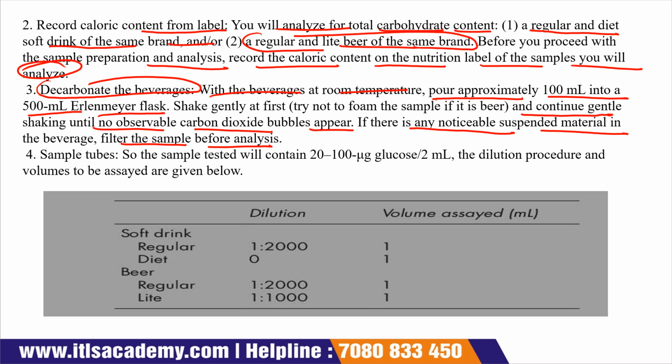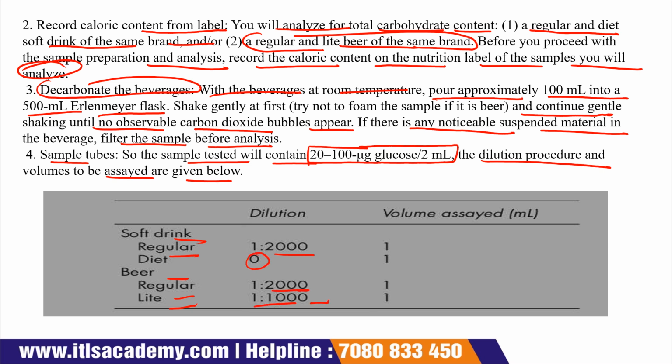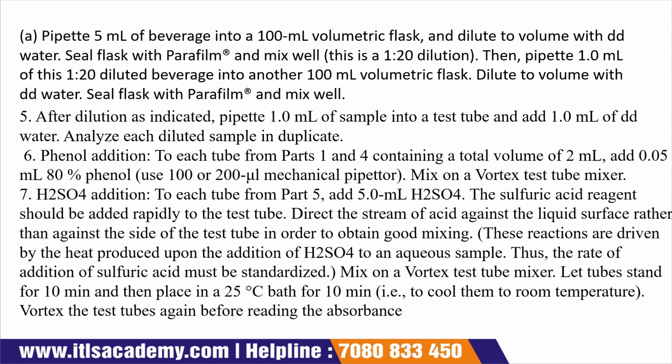Now the fourth one is your sample tube. The sample tested will contain 20 to 100 micrograms of glucose per 2 ml. The dilution procedure and the volume to be assayed are given. So this is for soft drink regular and diet, and beer regular and diet: 1 is to 2000, 1 is to 2000, and 1 is to 1000, and the volume assayed for each is 1 ml.